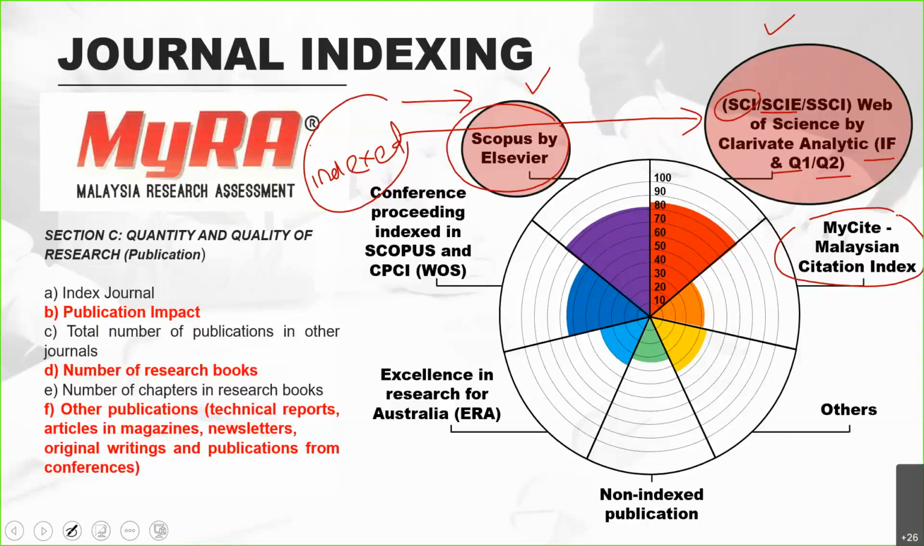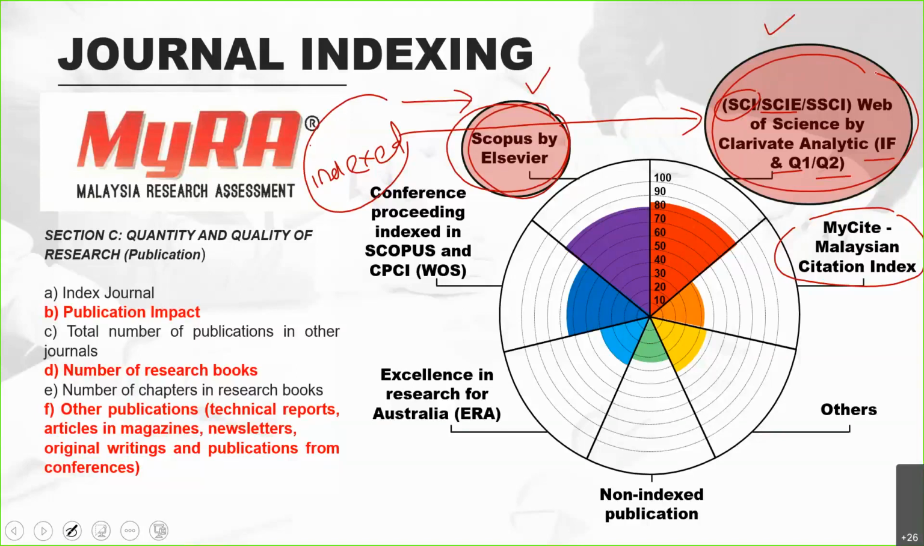But then they upgraded to indexed journal. Index means the one that is recognized by the Malaysian government: Scopus, Clarivate Analytics. Today I'm going to talk about Scopus and Web of Science Clarivate Analytics so that you will understand. Okay. So I have a question.